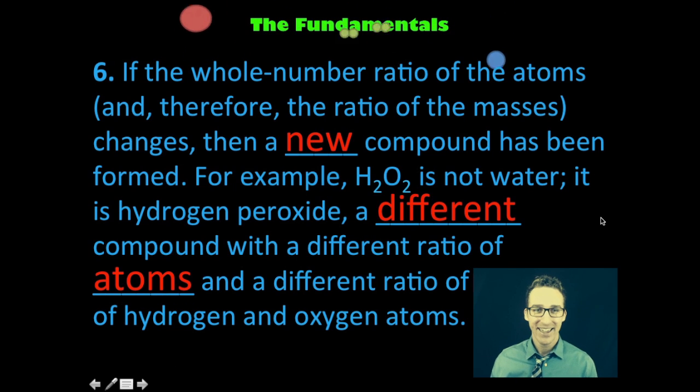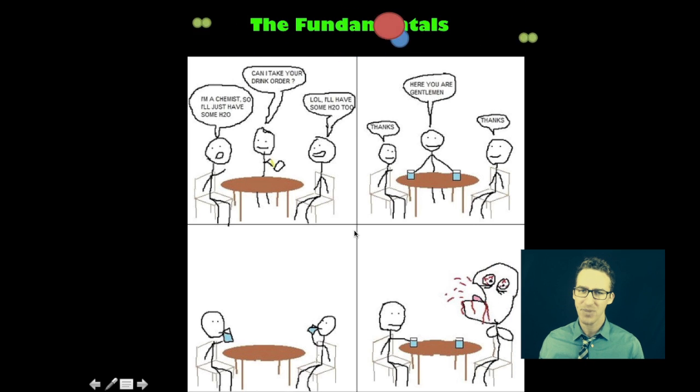Consequently, if the whole number ratio of the atoms, and therefore the ratio of the masses, changes, then a new compound has been formed. For example, H2O2 is not water. It is hydrogen peroxide, a different compound with a different ratio of atoms and a different ratio of masses of hydrogen and oxygen atoms.